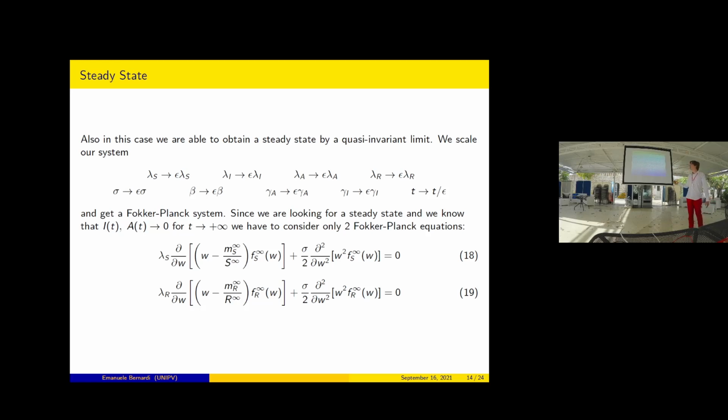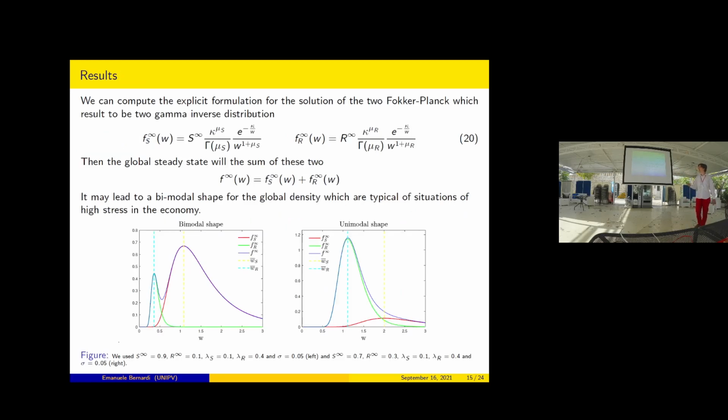So for large time limit, we will only have 2 Boltzmann-type equations, and so only 2 Fokker-Planck equations, one for the susceptible remainder and one for the recovered that we have obtained. And for both of them, we were able to obtain explicitly the solutions, and both of them result to be inverse gamma distributions, and the global steady state is nothing but the sum of these two distributions.